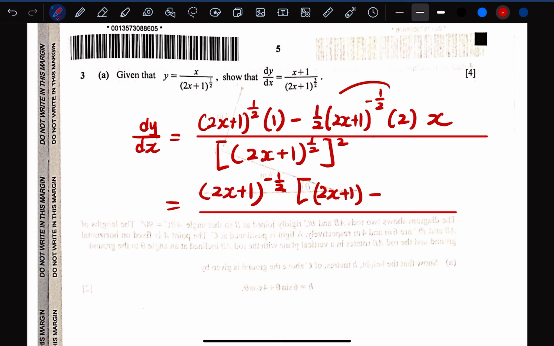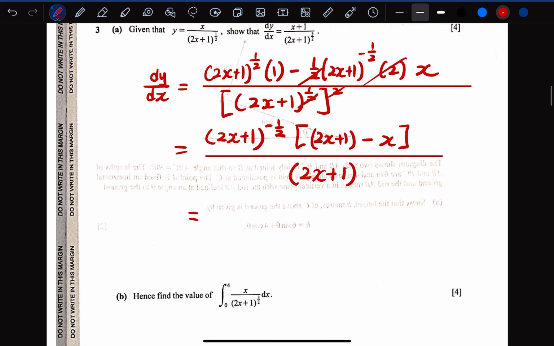Next, I take out this whole term because I take out a negative term. That whole term disappears. My 2 and the 2 cancels out, so I'm just left with minus x at my numerator. And at my denominator, my square cancels out with the square root, so I'm just left with 2x plus 1 to the power of 1 at my denominator.